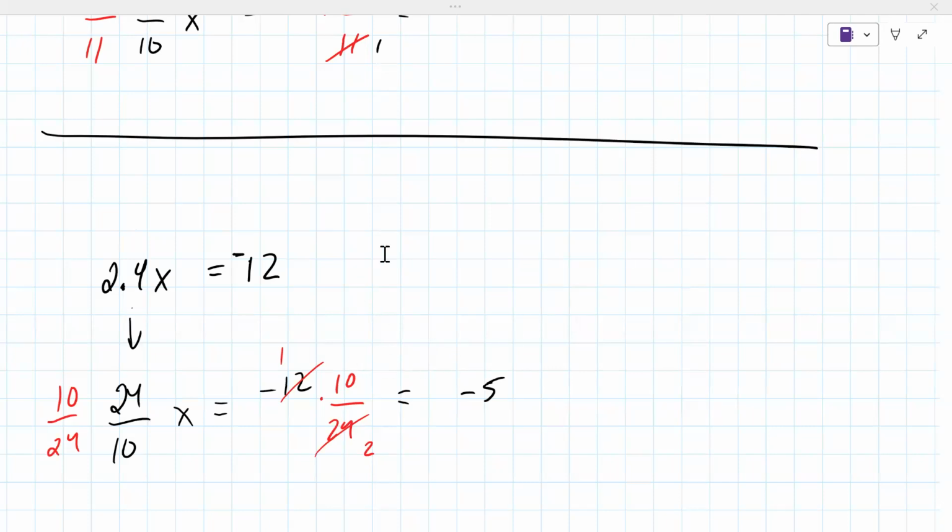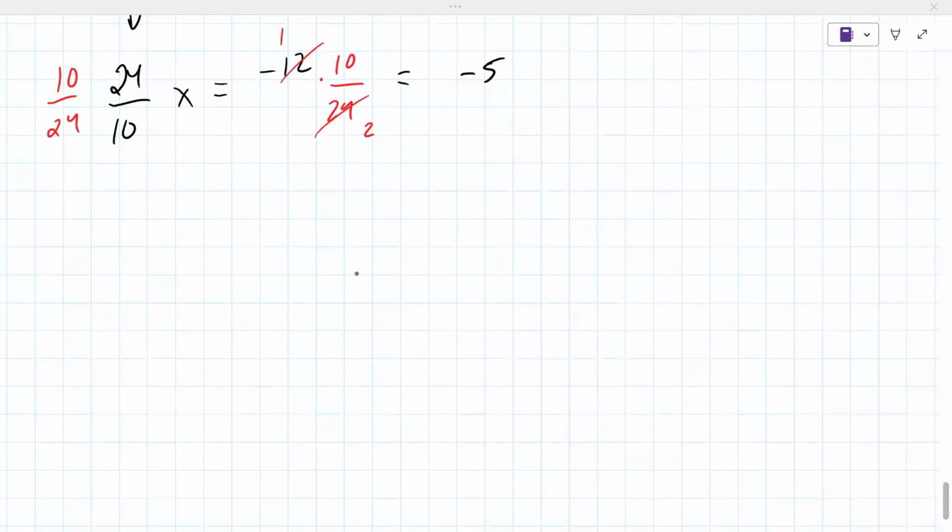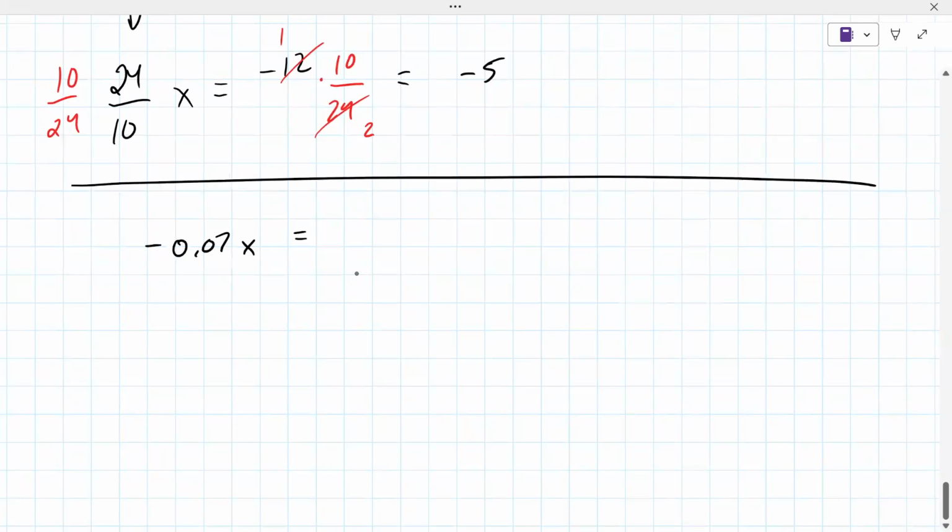All right, let's say it's negative 0.07x equals 1.4. Okay. So you're going to divide both sides by 0.07. Really, it's the negative, but for our purposes, be careful here. So we know the answer is negative at this point.